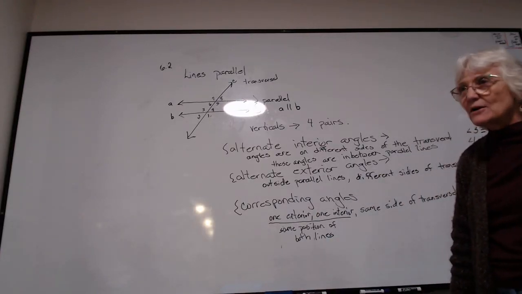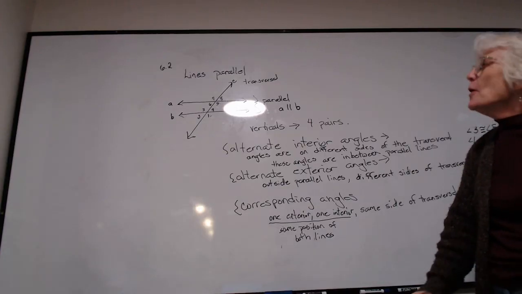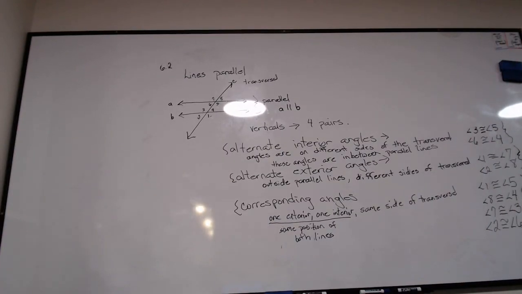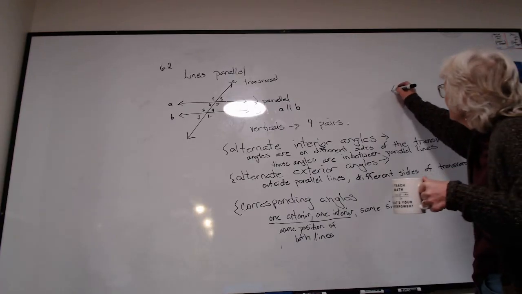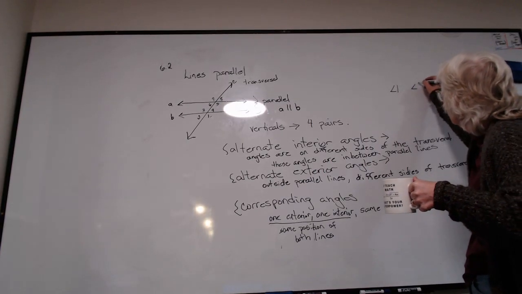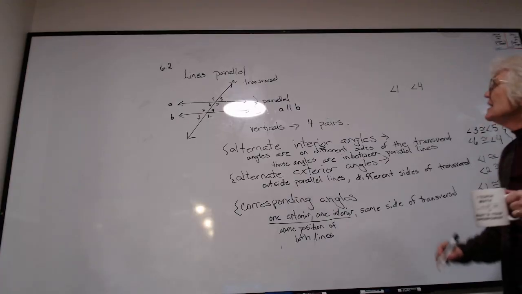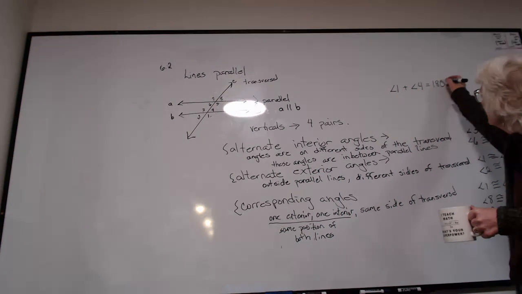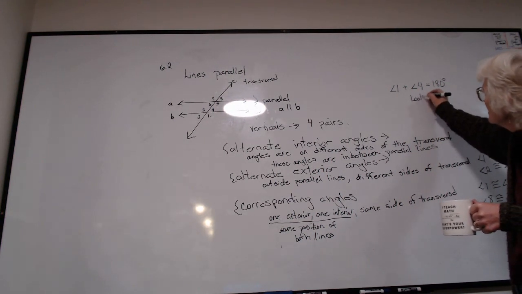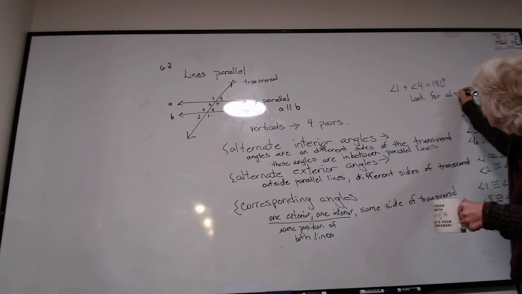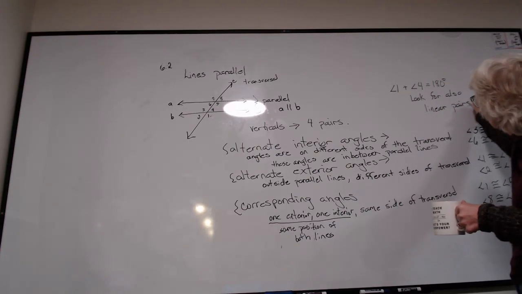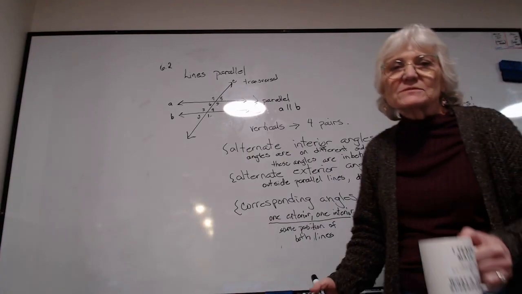Okay, what would be 1 and 4? What are they called? What's the relationship between angle 1 and angle 4? They're a linear pair, so that means these 2 added equal 180 degrees. So look for linear pairs also. A lot of these are linear pairs. So that's something to look for.